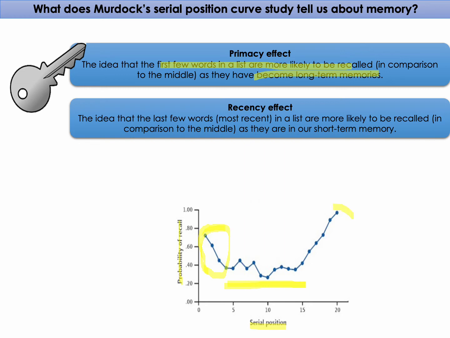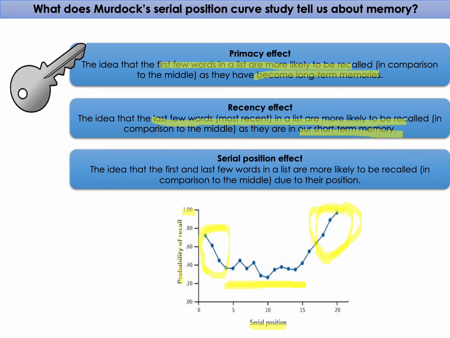And then finally, the last 5 words on the list have a very high probability of recall, and that is due to the recency effect. So the last few words, the ones that are heard most recently, are more likely to be recalled because they're in your short-term memory. So that idea that our short-term memory has a duration of about 30 seconds, these last few words would have been heard right at the end. And so what we have here is the serial position effect, which is the idea that the first and last words in a list are more likely to be recalled due to their position. That is demonstrated by this graph here, where you can see the position of the word affects the probability of it being recalled.